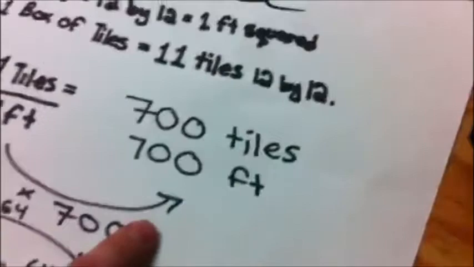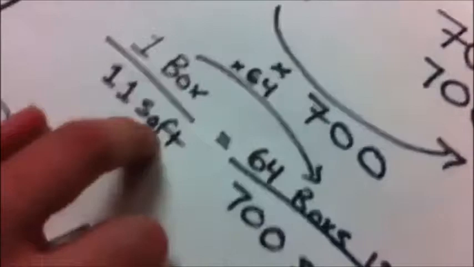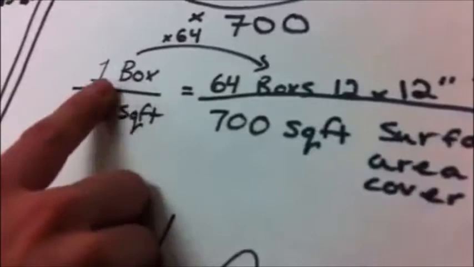Now we have to figure out how many boxes we approximately need to buy to cover the surface area of the portable. So 11 times 64 equals 700 square feet approximately, for surface area covered. So that gives us one box times 64. So 64 boxes of 12 by 12 tiles is what we need to cover the surface area of portable 4, and that is real life math. Yay!